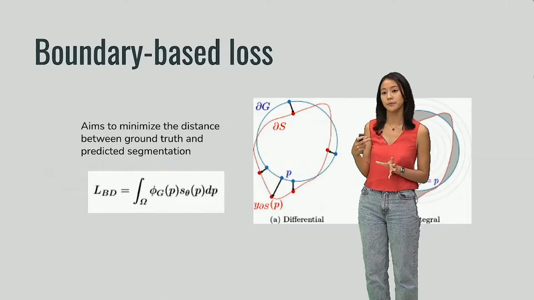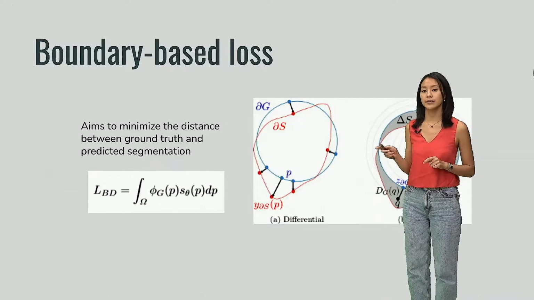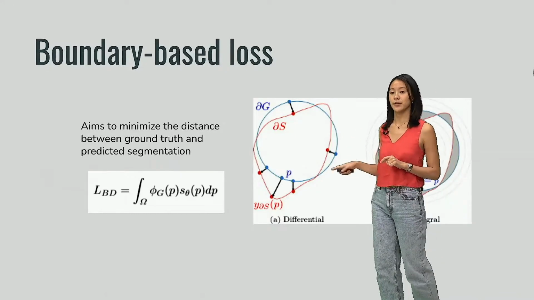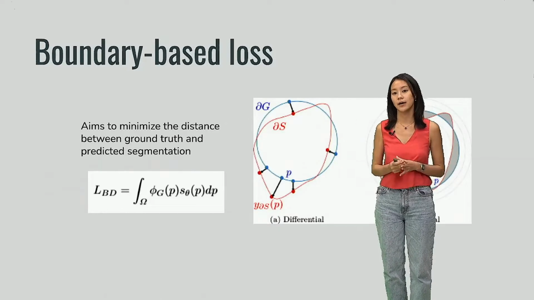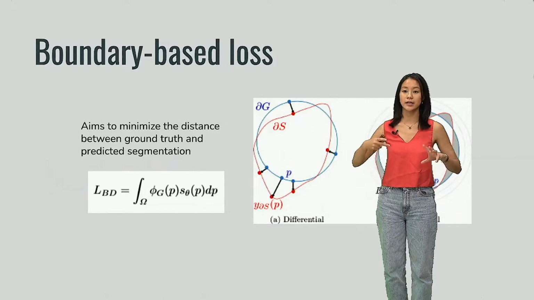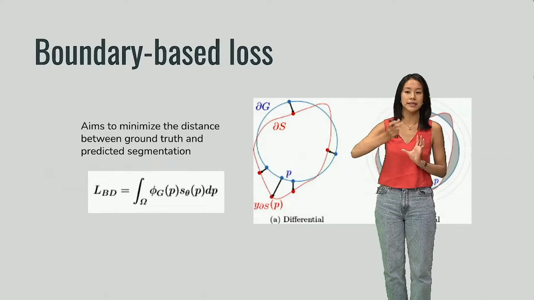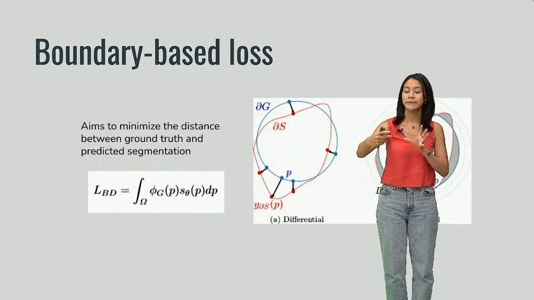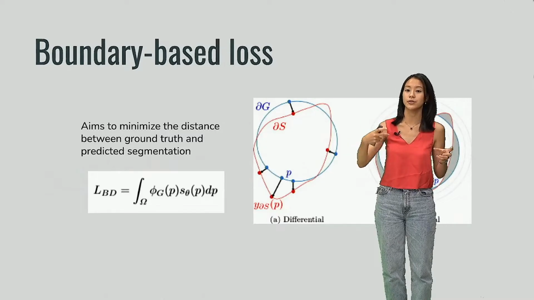In the case of the images that you see here, your delta G is going to be your ground truth and your delta S is going to be the segmented mask, or the predicted segmentation. What boundary-based loss aims to do is use the surface areas and all these 3D images that you're looking at to minimize that distance and the loss between your prediction and the actual ground truth.